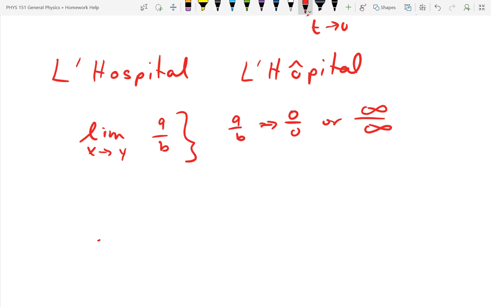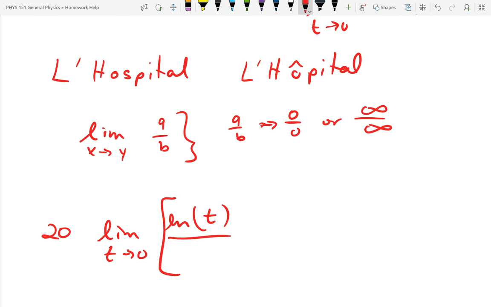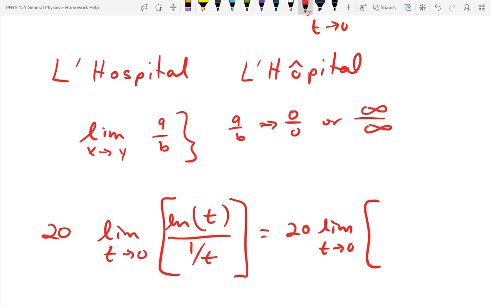So what we're going to do is write the limit, bring the 20 out here. I don't need that in my work. The limit as t approaches 0 of natural log of t divided by 1 over t is equal to 20 times the limit as t approaches 0 of the derivative of the top. What's the derivative of natural log of t? 1 over t. And the derivative of the bottom, what's the derivative of 1 over t? It's minus 1 over t squared.